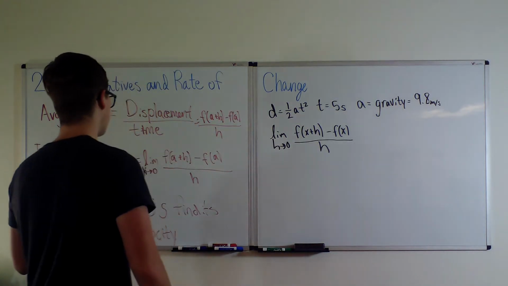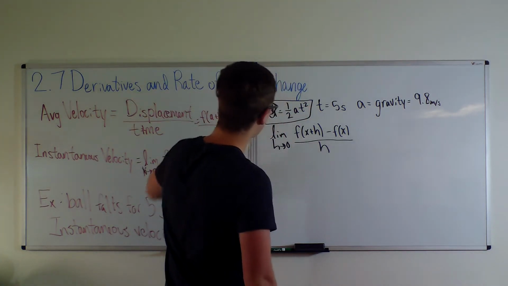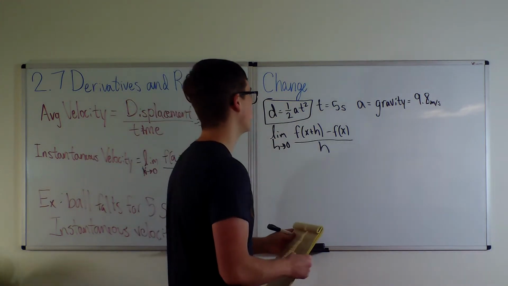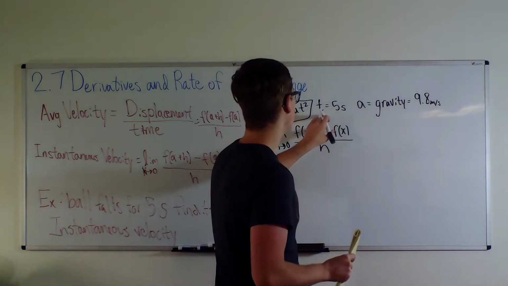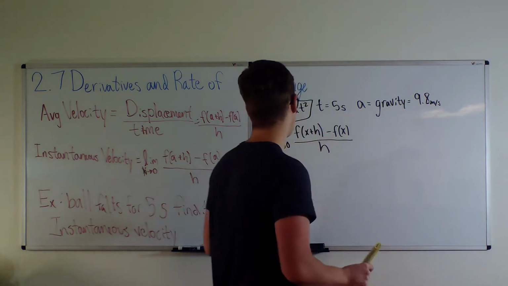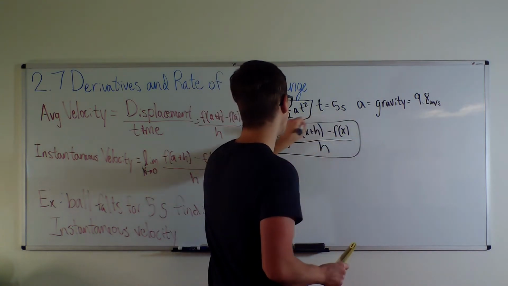Find its instantaneous velocity. So distance is equal to 1/2 at squared. That's an equation you just got to know. Or, well, they'll give that to you on a test or something. T is equal to 5 seconds. Your A is equal to gravity, which is 9.8 meters per second squared. So now we just plug it into this formula.